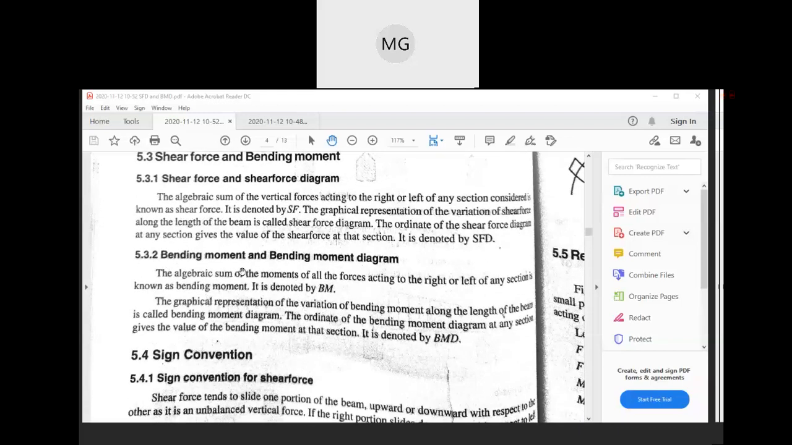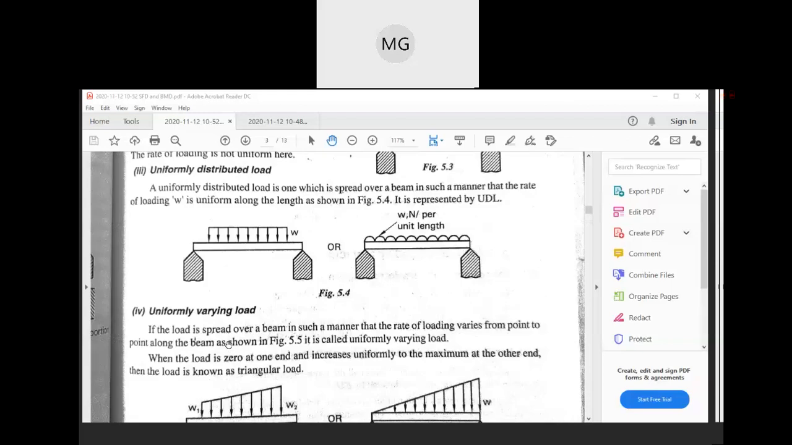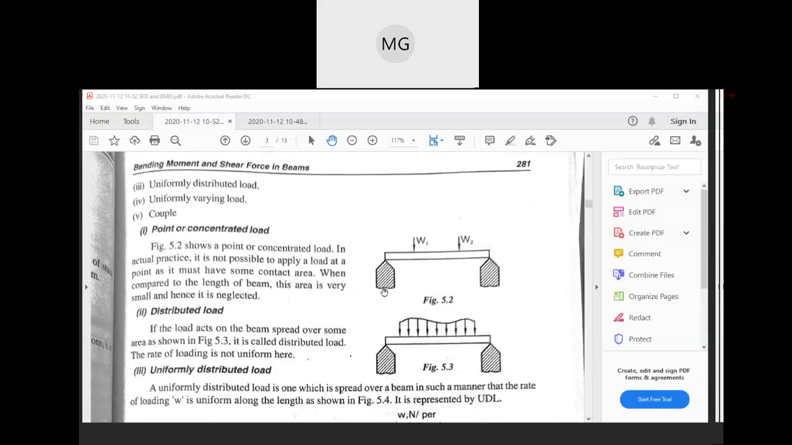Next, bending moment. The algebraic sum of the moments of all the forces acting to the right or left of any section is known as bending moment. Now, because of this load, the beam will bend like this. So that is a bending moment. That is load into distance.